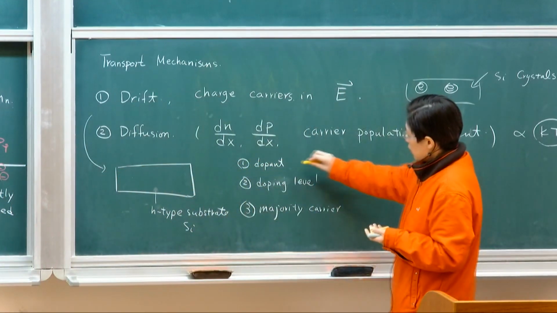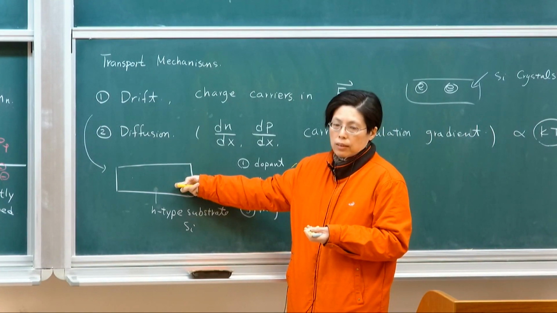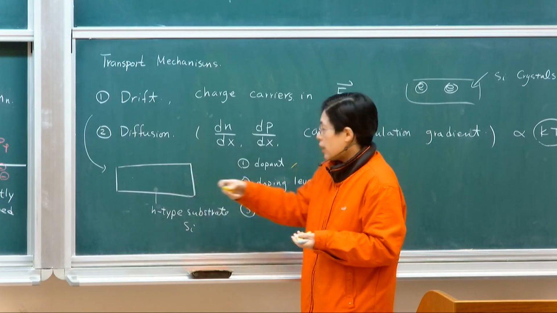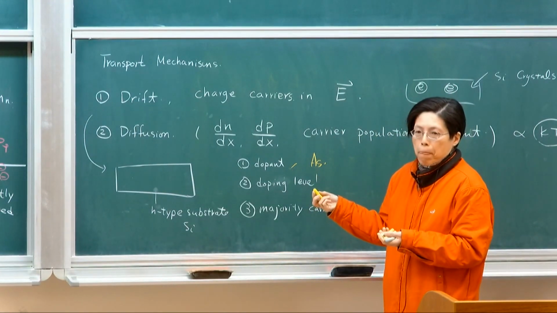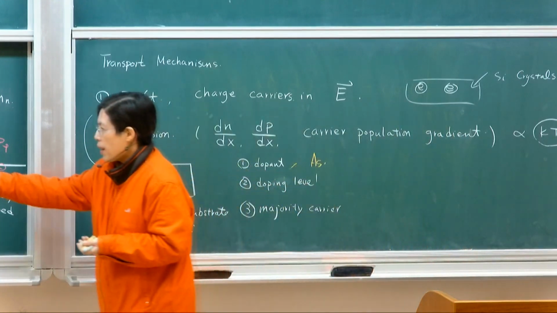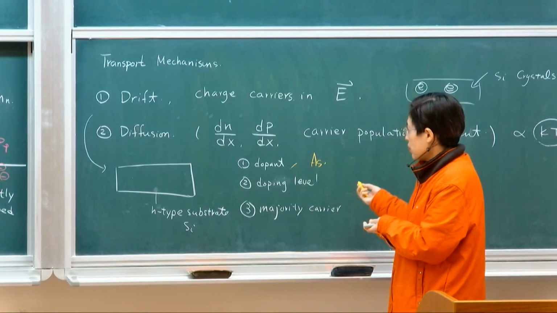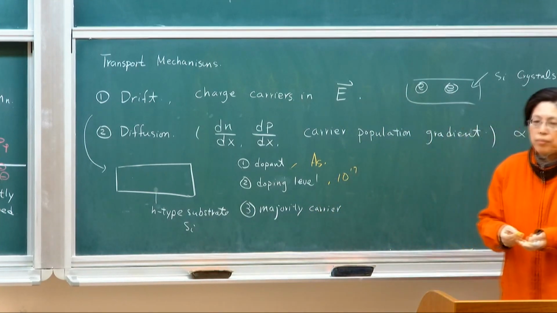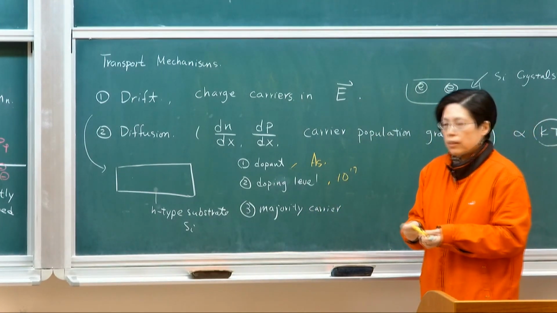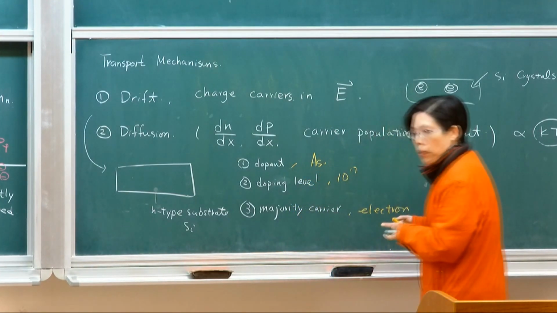Does anyone want to answer? What is its possible dopant for an N-type semiconductor? Yes? Yes, arsenic. Okay, so doping level, just give a number. It's not this or that. What do you think? Anyone want to give a number? Yes, good, 10 to the 17th. This is good. Majority carrier: electrons or holes? Electrons, correct. So once you take the course, you should be able to answer these questions, okay?